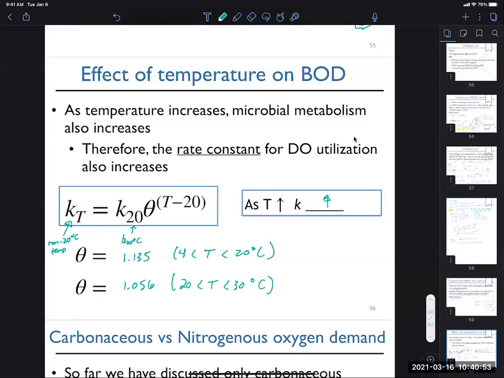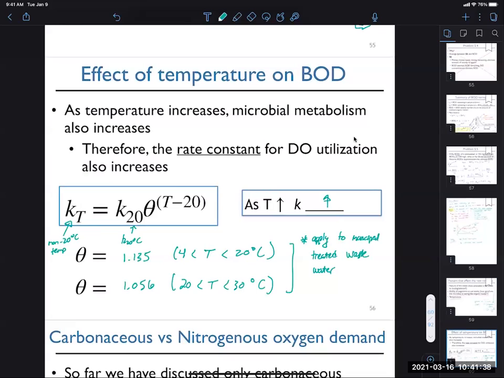But the take-home message here is, and I'll also note that these values apply to municipal treated wastewater. And these values will come from a number of studies, with different microbial communities and these wastewaters that sort of average out to this value. So this is applicable to that scenario and can be used in modeling the DO utilization rate constant.